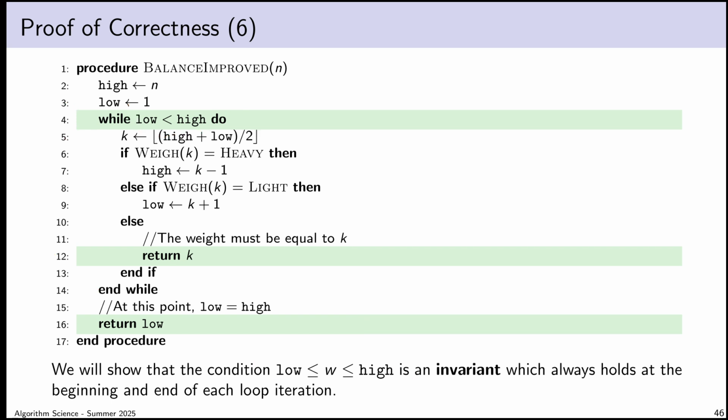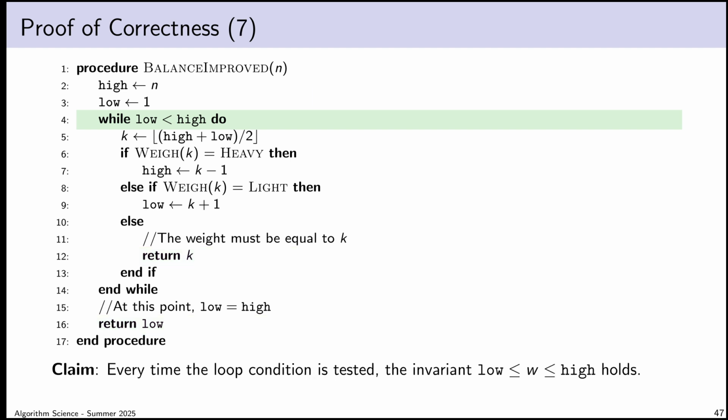Observe that W isn't actually used anywhere in this code because, of course, W is the answer that you seek. If you had it, you just return it. I'm still allowed to reason about the behavior of W even if I don't have W in front of me. So here's the claim. Every time the loop condition is tested, this invariant holds. The claim is that this thing is an invariant with respect to line number 4.